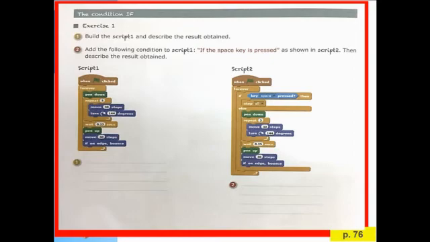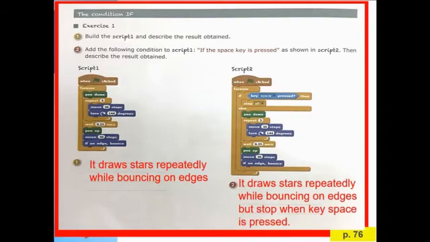Now, let's put the answer in here. In script 1, what is the result obtained? So it draws the stars repeatedly while bouncing on edges. How about in script 2? So in script 2, it draws the stars repeatedly while bouncing on edges but stops when the space key is pressed.